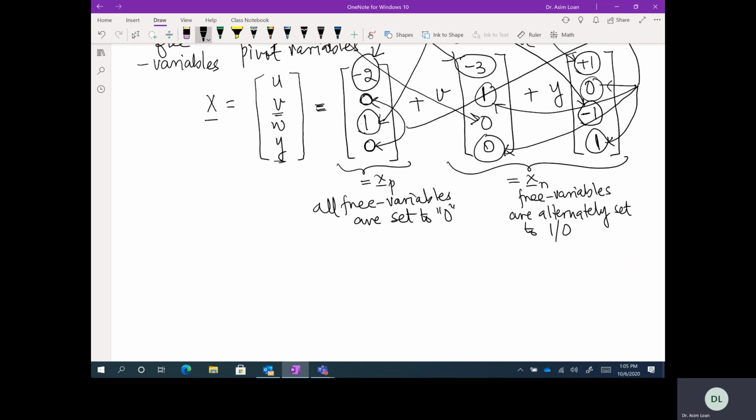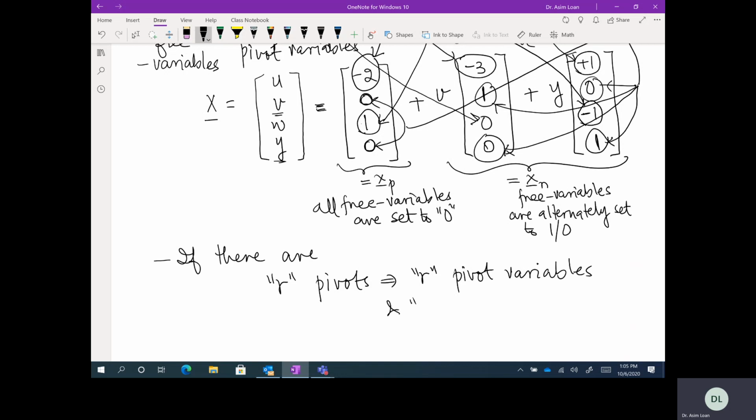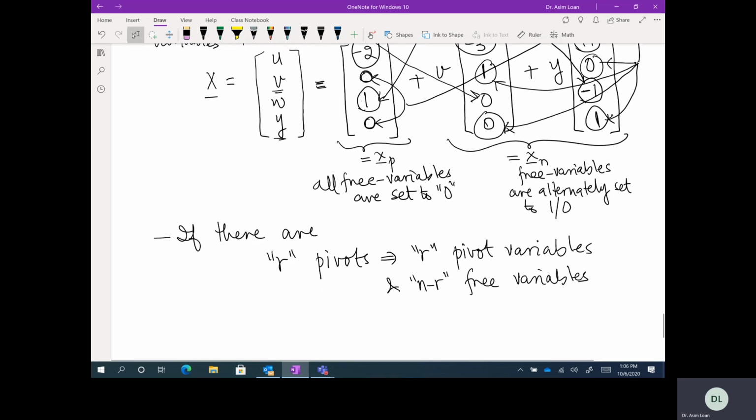So if there are R pivots, so let's stop here. Just let me recap. If there are R pivots, this implies R pivot variables, and N minus R free variables. So it's the number of free variables that generates infinitely many solutions. That's why AX is equal to 0 has infinitely many solutions.